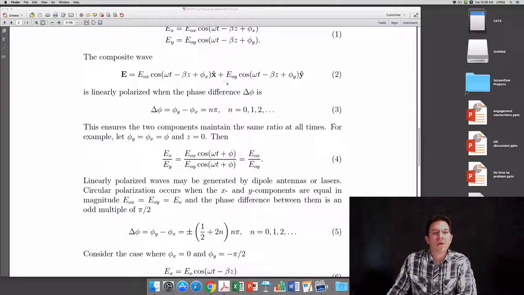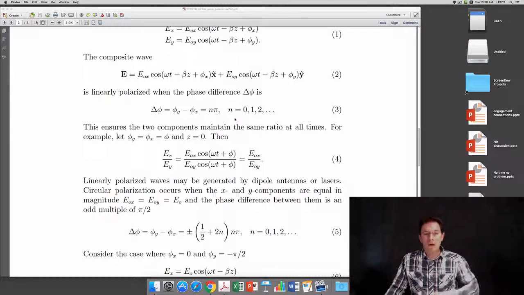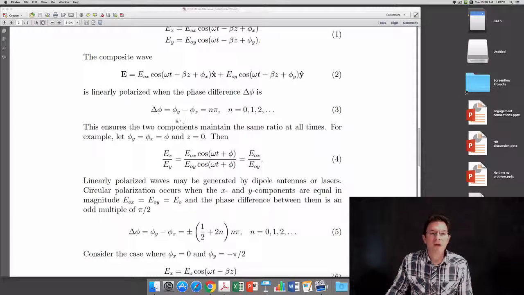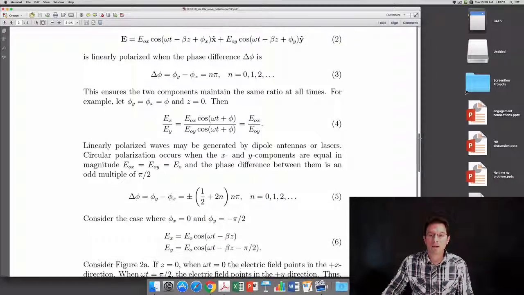Now we know that this wave is going to be linearly polarized when the phase difference, which is simply the phase of the y component minus the phase of the x component, is equal to some integer times pi. That's the phase condition that we need for linear polarization. Why does this particular phase condition lead to linear polarization? It turns out that if the phase difference is some integer multiple of pi, then the x component and the y component will have the same ratio at all times. Let's see if we can demonstrate that.